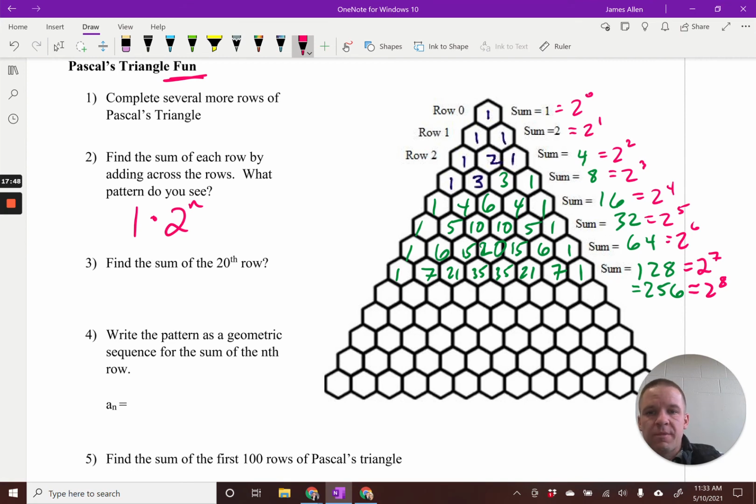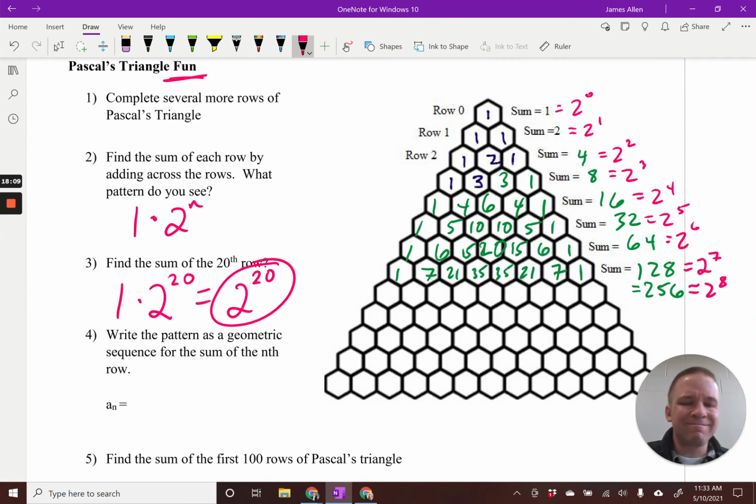So find the sum of the 20th row. And again, n would be our row number, starting with row 0, not row 1. Find the sum of the 20th row. Well, I would just have 1 times 2 to the 20th. We'll just leave it as 2 to the 20th.